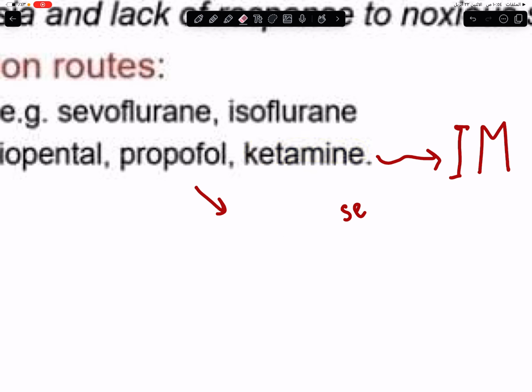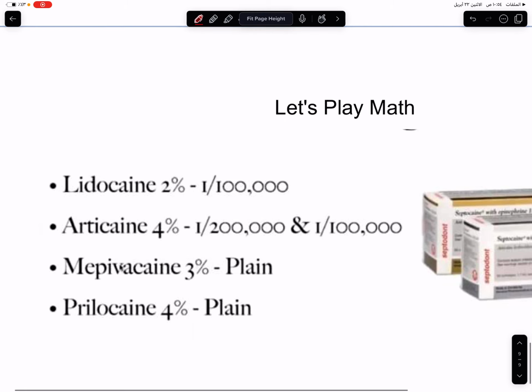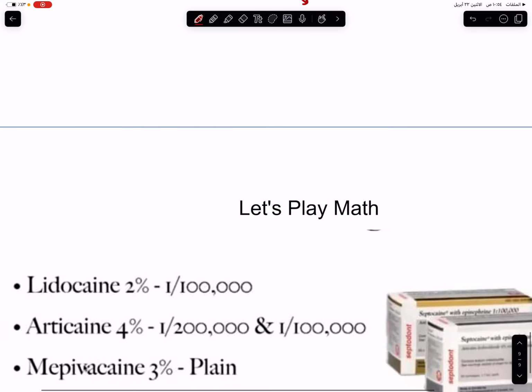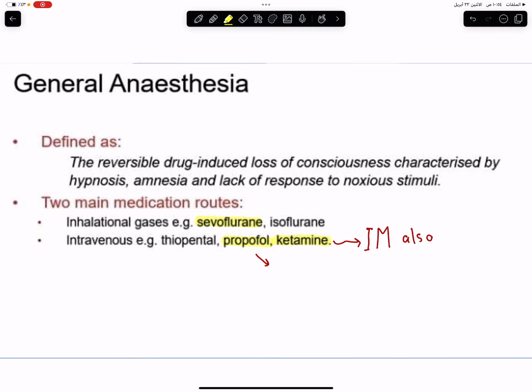We can speak about many things about this, but because we don't have time, you may discuss it later in 4th, 5th year in surgery also. Sevoflurane, keep in mind, and propofol, keep in mind, and ketamine, because ketamine has one good thing: we can use it intramuscular. Propofol and thiopentol are used in the intravenous route.